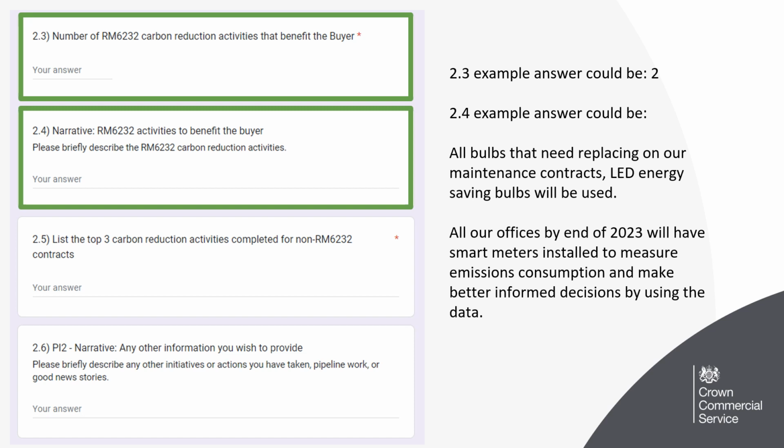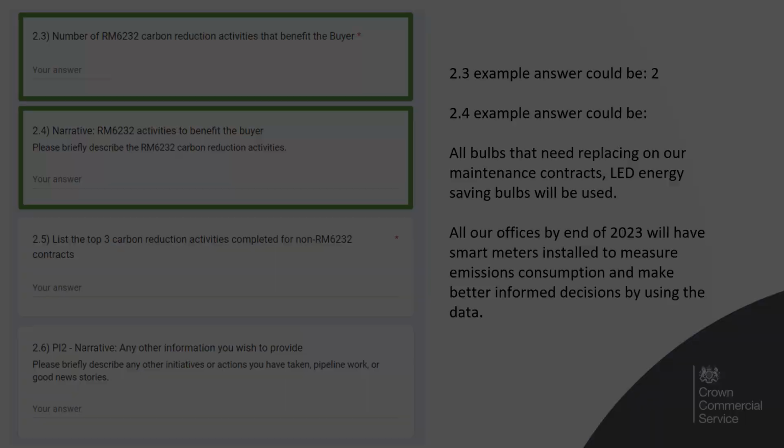2.4 requires a narrative and links to question 2.3. My example could be all bulbs that need replacing on our maintenance contracts. LED energy saving bulbs will be used. All our offices by the end of 2023 will have smart meters installed to measure emissions consumption and make better informed decisions by using this data.